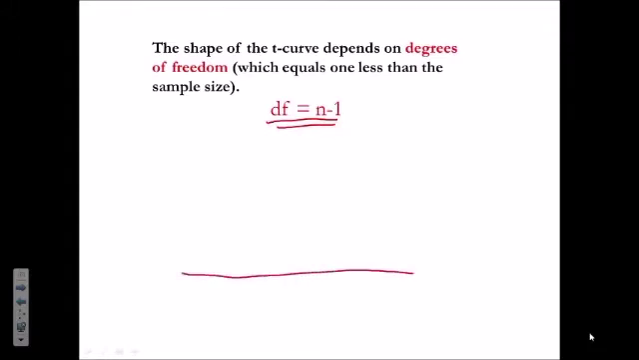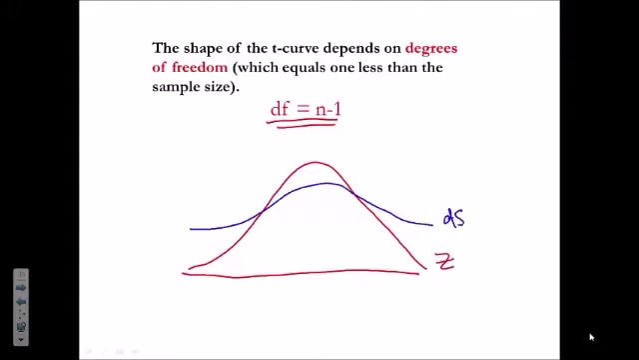So, for example, if this is a Z-curve, if I have a T-curve with degrees of freedom 10, it might look like this. On the other hand, if I have a T-curve with degrees of freedom 20, it might look like that.